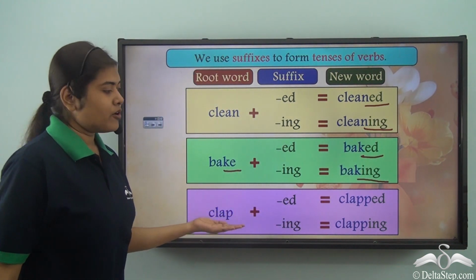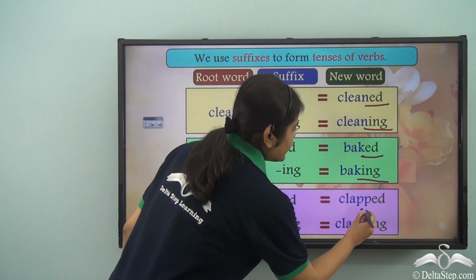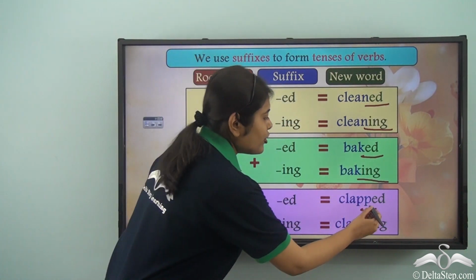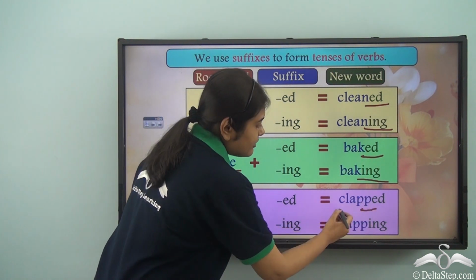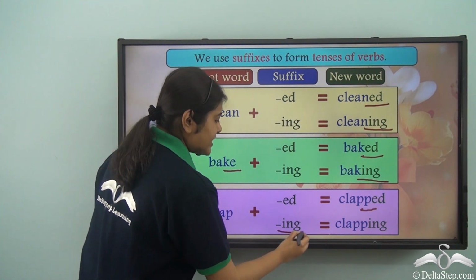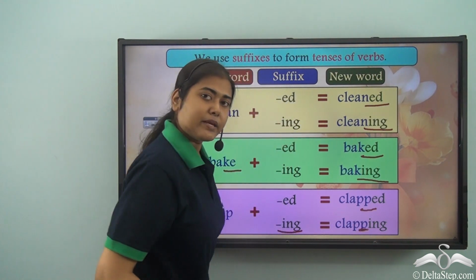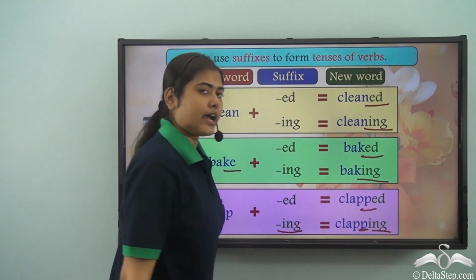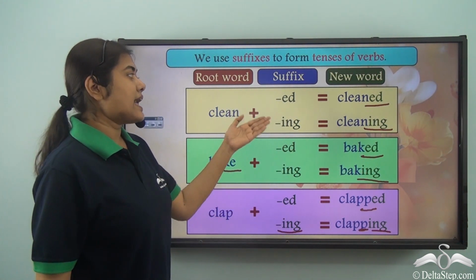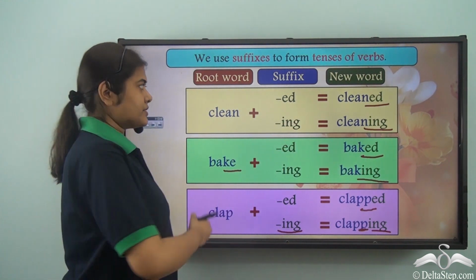In case of clap, what we see is when I add the suffix ed, I also have the last consonant doubled. That is, one more extra p is added to the word clap and then we have ed. Similarly, when I have the ing form of clap, what I do is I add another p at the end and then add ing to it. So, these are different ways in which we can add ed and ing to form the different tenses of the verbs.